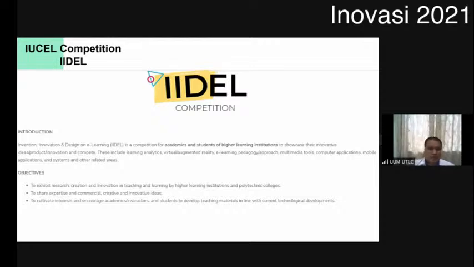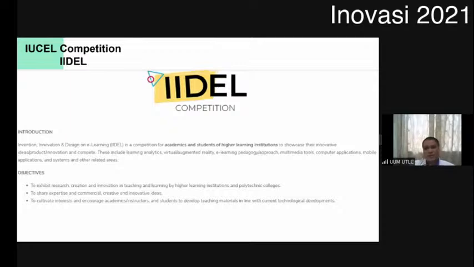So this is the IDEL competition. Everything is on our website. You can see the objective of this IDEL is to exhibit research, creation, and innovation in learning. In teaching and learning, we basically have 3 parts. Part number 1 is how we design the syllabus. Number 2 is how we deliver the contents, that means the teaching and learning activity, including collaboration. And number 3 is how the educator or lecturer gives the assessment.